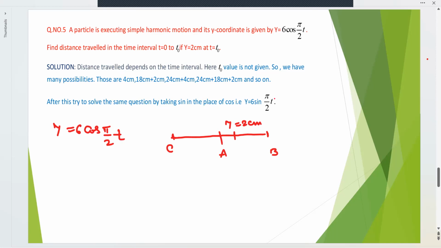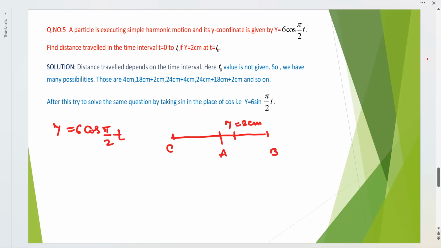Right. So the distance traveled depends on the time interval, that is, on the value of t naught. Here that value is not mentioned, so we have many possibilities. Let us cross check. Assume that it travels from B to A.